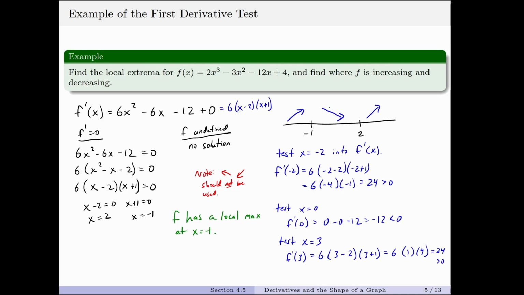At x equals 2, the graph goes down, hits 2, and then comes up. So f has a local minimum at x equals 2. All right, well, this isn't the only way to find a maximum and minimum.